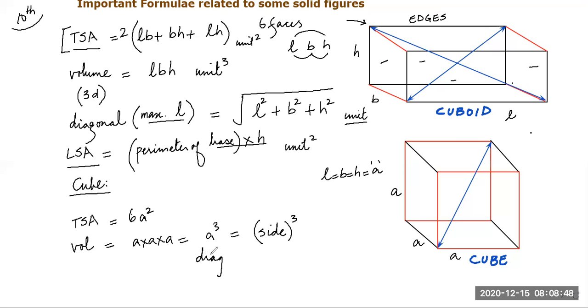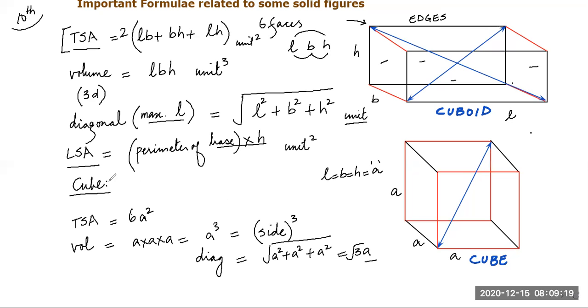Now comes the diagonal. Again, two types of diagonal: one diagonal of the face, one diagonal of the cuboid. So diagonal of a cube, that is the maximum length you can place inside a cube, would be the square root of A square plus A square plus A square. So that would be equal to under root 3A unit, obviously. So this is all about total surface area.